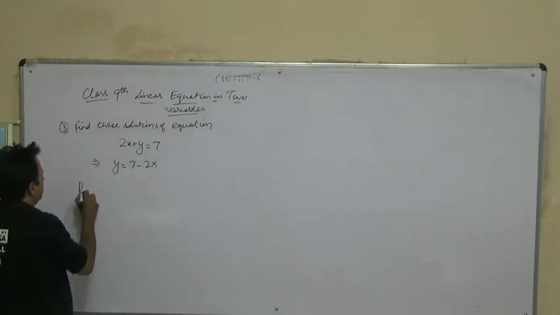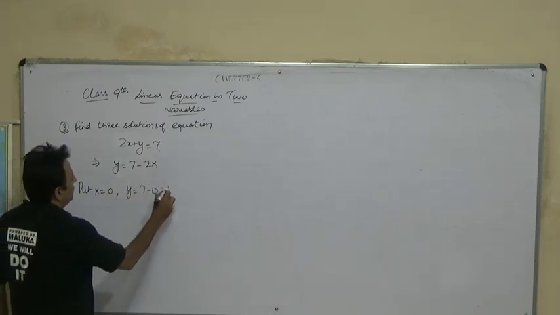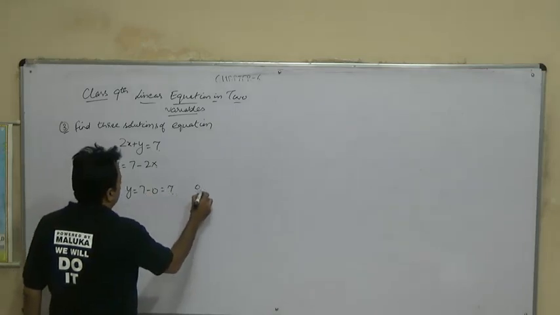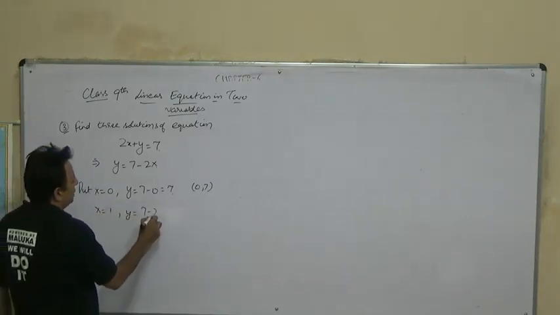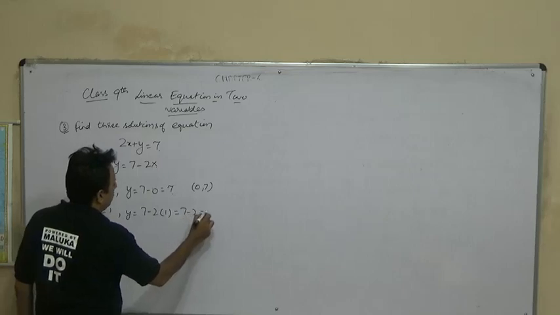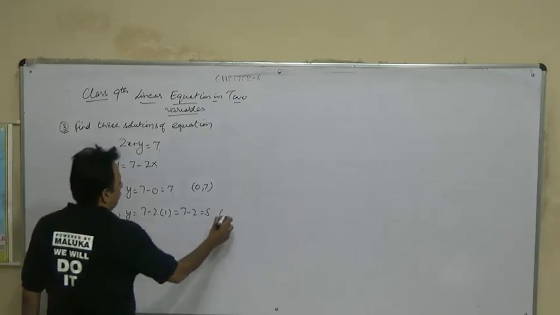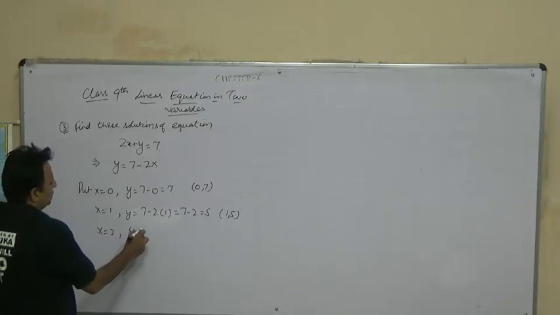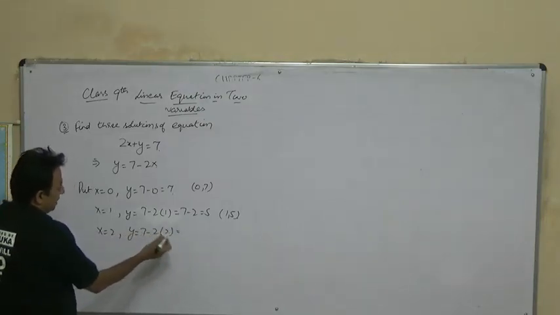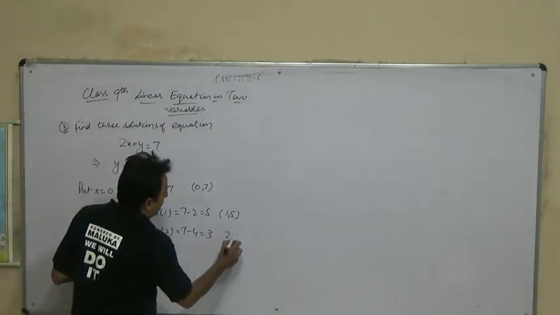So put x is equal to 0, we get y is equal to 7 minus 0, which is 7. So the value is 0 comma 7. Then put x is equal to 1, y is equal to 7 minus 2 into 1, which is 7 minus 2, which is 5. So we can write it as the ordered pair 1 comma 5. Then x is equal to 2, so y is equal to 7 minus 2 into 2, which is 7 minus 4, it is 3. So the point will be 2 comma 3.